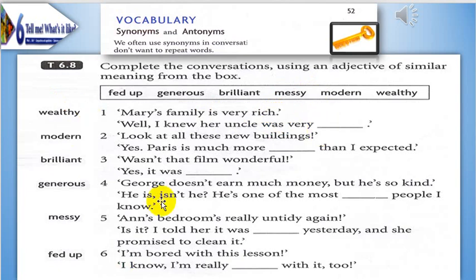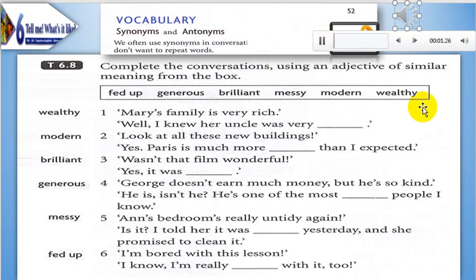فهكذا يكون الحال بالنسبة لبقية الجمل. Let's listen to the solution, okay? Tape script 6.8. 1. Mary's family is very rich. Well, I knew her uncle was very wealthy. 2. Look at all these new buildings. Yes, Paris is much more modern than I expected. 3. Wasn't that film wonderful? Yes, it was brilliant. Wonderful, brilliant.